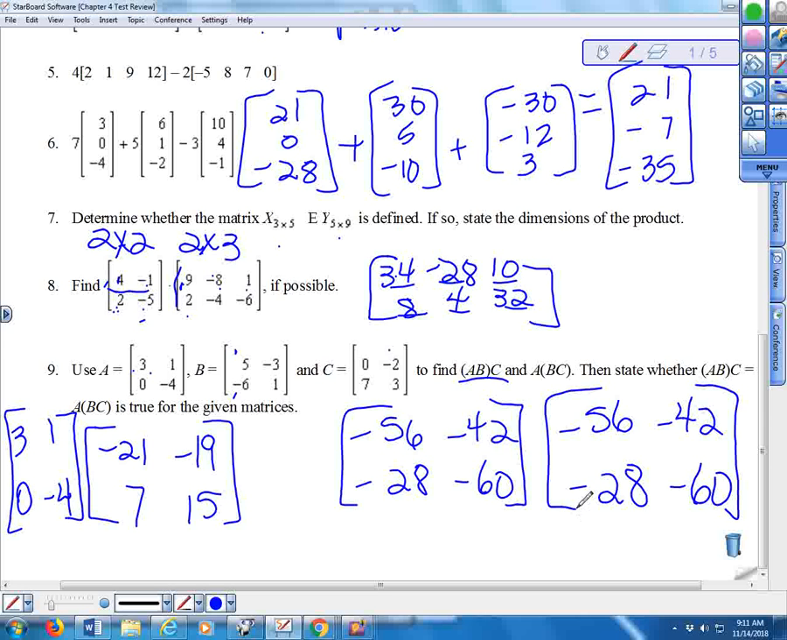They are the same. What does this tell us about matrix multiplication? Which property did this represent here? Not commutative. Commutative is the order. Associative. So matrix multiplication, the associative property does work. It does not work on commutative. The order matters. But the associative property works. Okay?